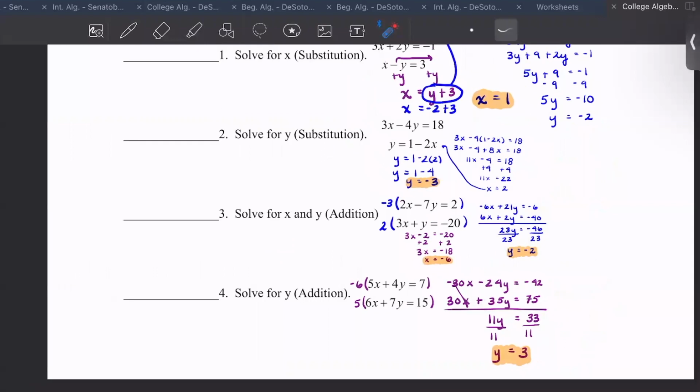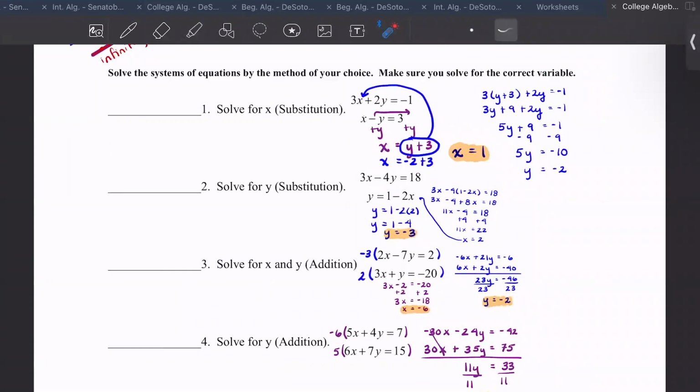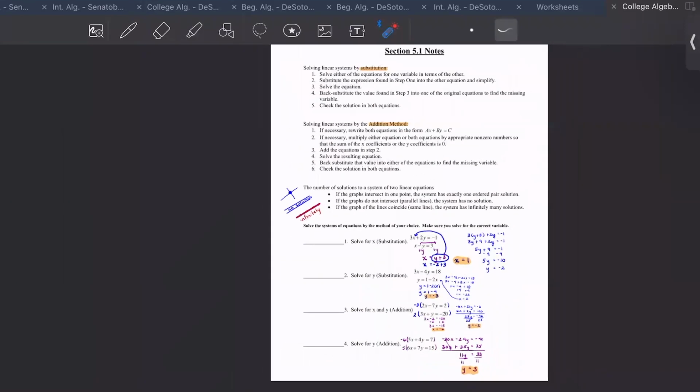Like I said, I won't tell you which one to do, but it's going to make sense here and here. That kind of tells you to use substitution because it's just more simple. Okay, here it makes more sense for you to use addition. Okay, but that is section 5.1.